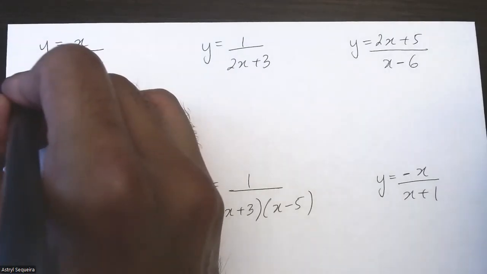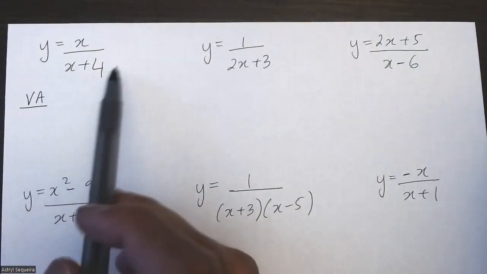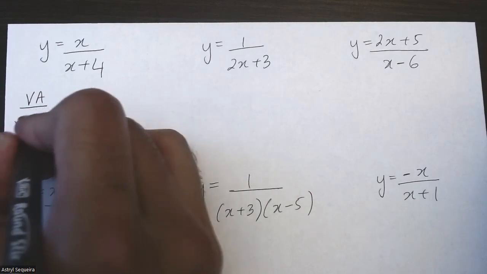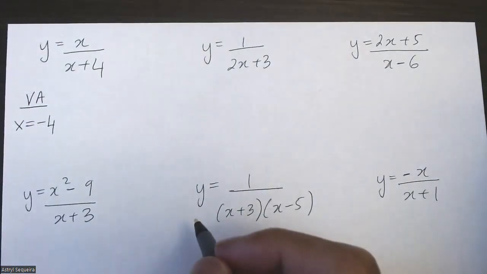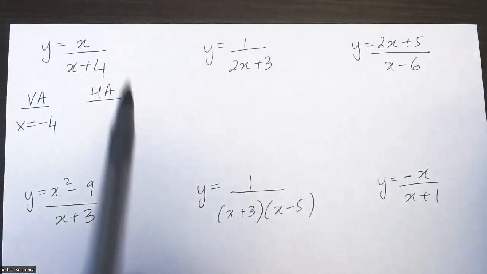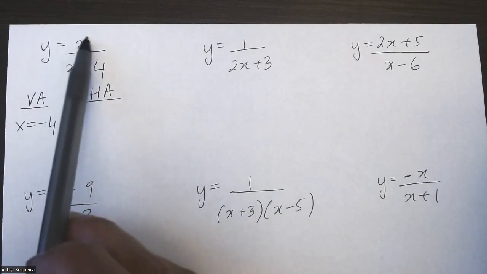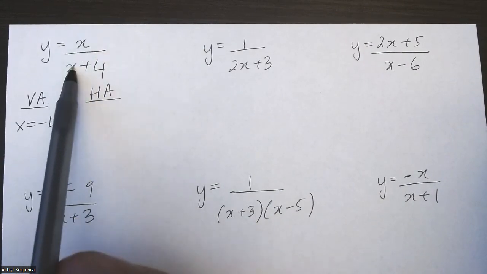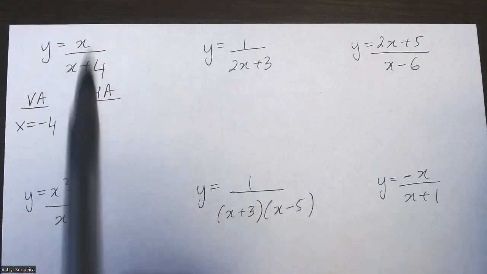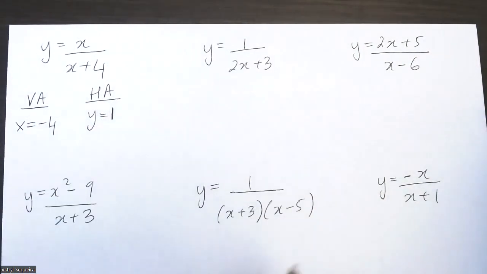So let's take a look at the first example over here. Let's talk about vertical asymptotes. For vertical asymptotes, it's just the solutions to your denominator. In this case, there's only one solution, which is x equals -4. For my horizontal asymptote, if the degree in the numerator is the same as the degree in the denominator, like in this case, they're both a linear degree, then you want to divide the coefficients. So 1 divided by 1 is just 1. So my horizontal asymptote is just y equals 1.